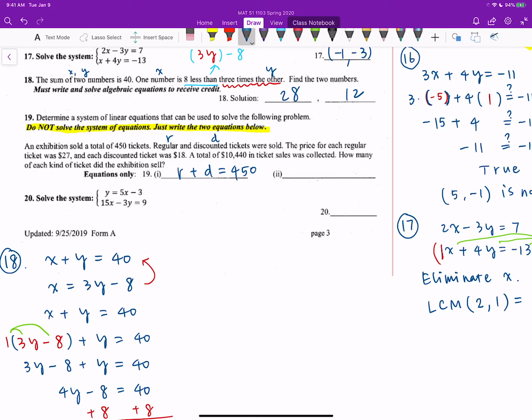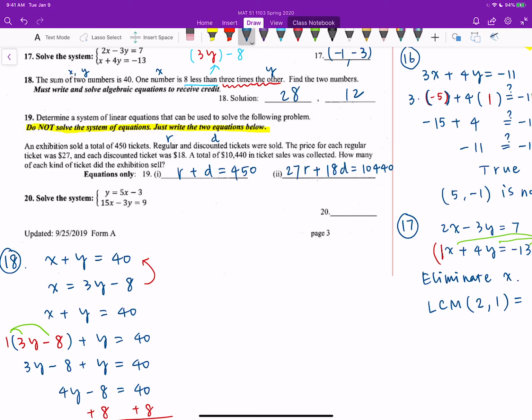Second equation has something to do with the unit price and the total. Each regular ticket was $27. So if I have R of them, then the total income by selling those R regular tickets will be 27 times R. Same thing with the discounted tickets. Each of them is $18, and we have D of them, so you do 18 times D. That's going to be the total income from those discounted tickets that were sold. If I add them up, it's going to give me the total income that was collected, which is 10,440. And that completes our problem. We have two equations. That's it.